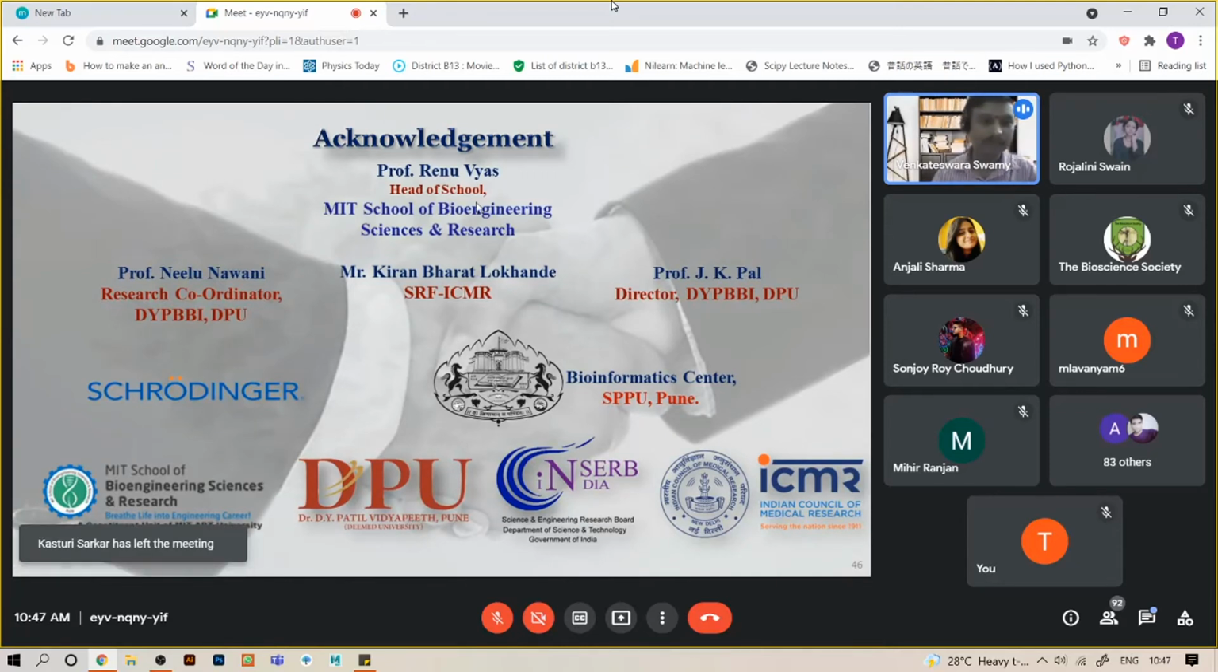We have used the Schrodinger software, who has given the license to use for calculations. The Bioinformatics Center, Savitribai Phule Pune University in Pune helped us with their software for the MMGBSA calculations.